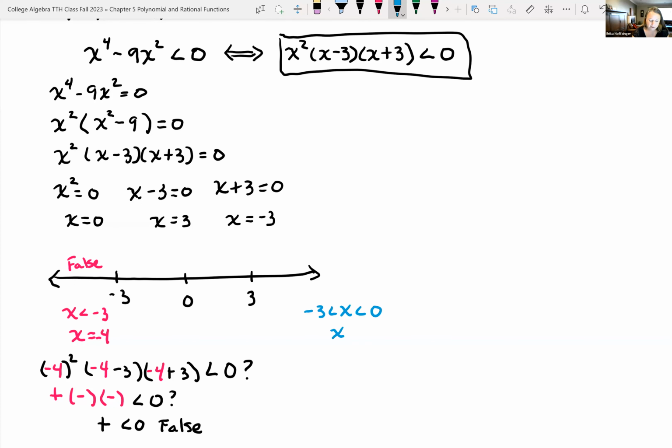Fortunately, 0 is not part of the values in between there, so I want to choose a number that falls in between. What about negative 1? Going in here, wherever we see an x, we're going to plug in negative 1. So we have negative 1 squared, negative 1 minus 3, and then negative 1 plus 3. We're asking ourselves, is that less than 0?